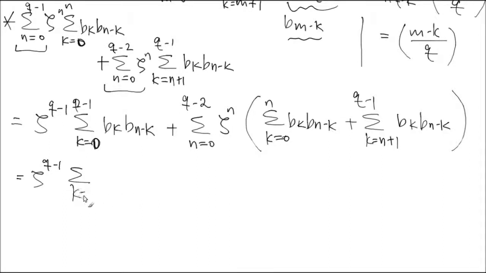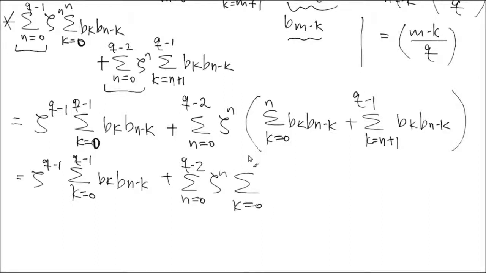k equals 0 to q minus 1, bk and bn minus k, and I'm claiming n going from 0 to q minus 2, zeta to the n. What is this power now? Going from 0 all the way up to q minus 1 there, right? And this is bk and bn minus k. What is bk there? Now let me just write it down like this, and see which one is better.